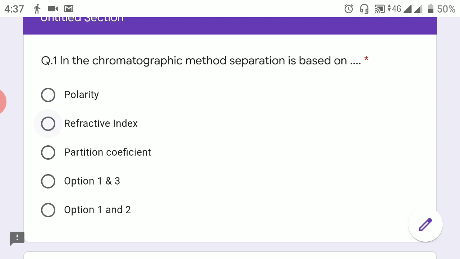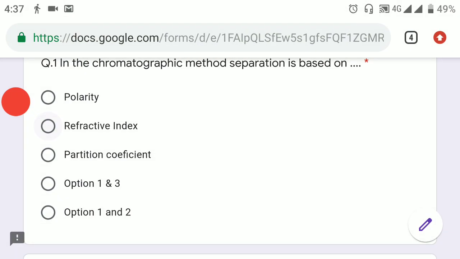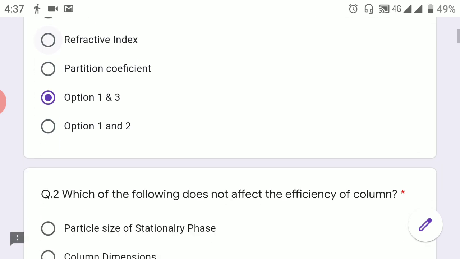Now look at the other two options, polarity and refractive index. Refractive index has no role in the separation. What about polarity? Of course, if the molecules are very polar or very non-polar, their relative affinity will change, so definitely the polarity will affect. So the answer should be option 1 and option 3. You should tick option 1 and 3. The right answer for the first question was polarity and partition coefficient.